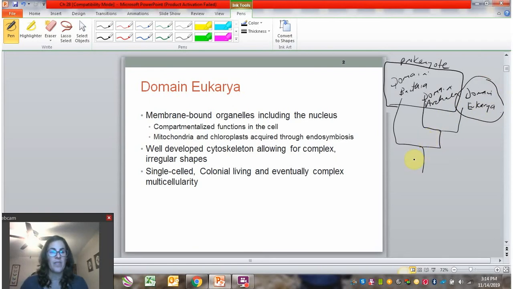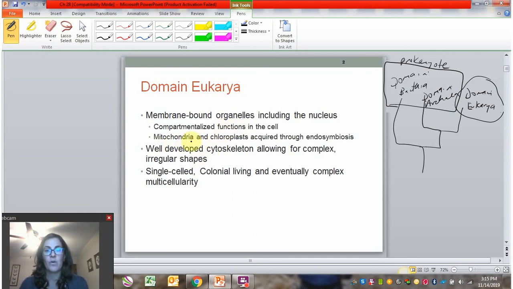Domain eukarya is the one that contains most of the organisms that we're familiar with, including ourselves and other animals. But it also includes some unicellular organisms that we're less familiar with, and that will be the focus of this chapter. So to start out, let's remember that domain eukarya includes organisms that have membrane-bound organelles. The nucleus is an example of that. So it divides up the cell into compartments with specialized functions for each of those compartments. So like the endoplasmic reticulum, the mitochondria, the chloroplasts, the peroxisomes, all of those are these compartmentalized units.